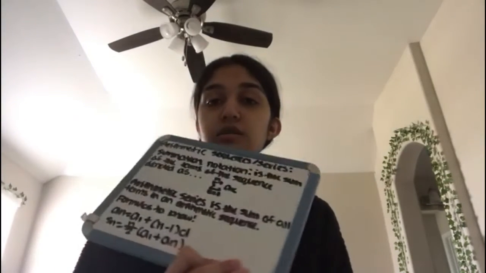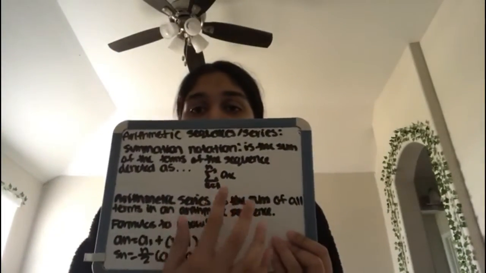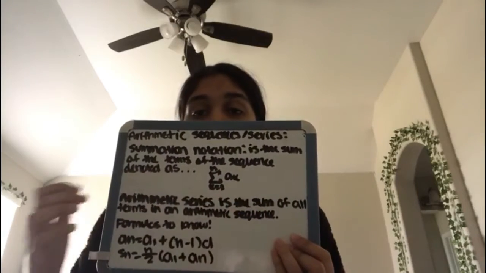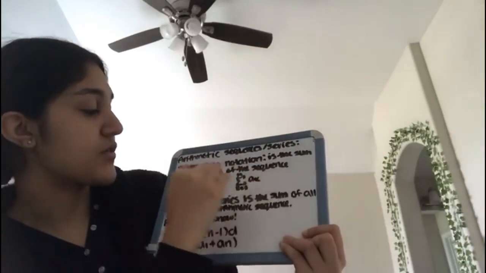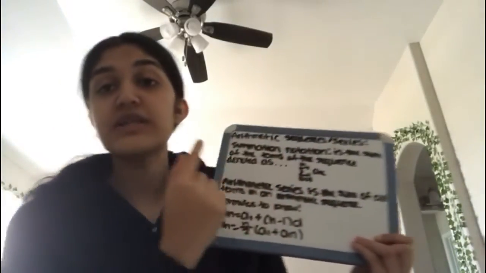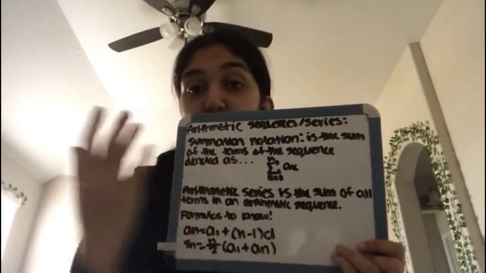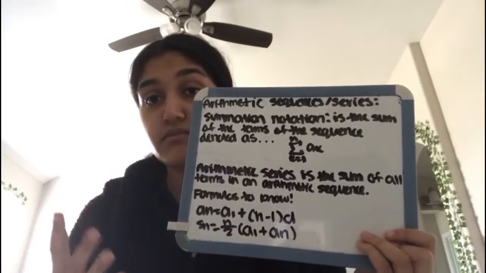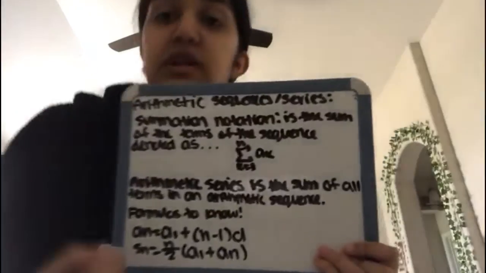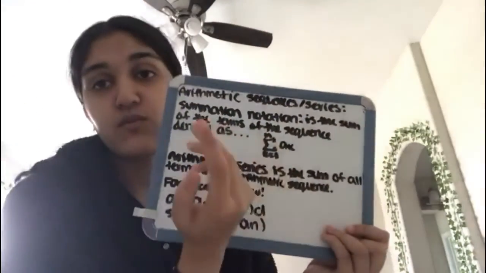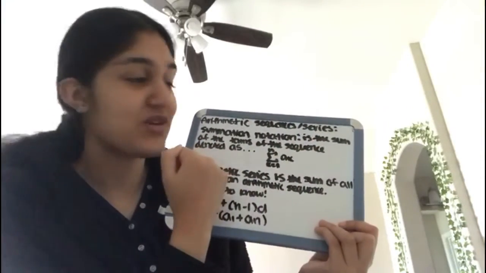So the summation notation has this kind of E-shaped symbol. Basically it is the sum of the terms of the sequence denoted by this formula. They will have numbers located in here, and you will have to find the answer or an equation, depending on what question you get. Let me explain what this means, because some people kind of forgot.